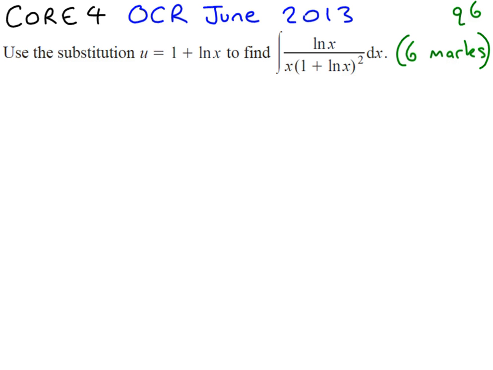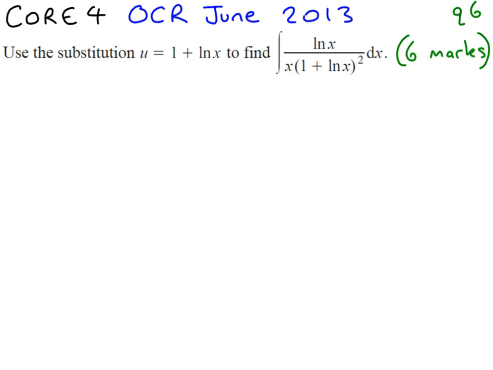We're having a look at question 6. We need to use a substitution that u equals 1 plus ln x to find the value of the integral of ln x over x, 1 plus ln x all squared, dx.